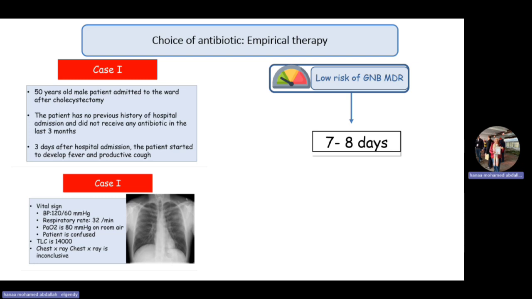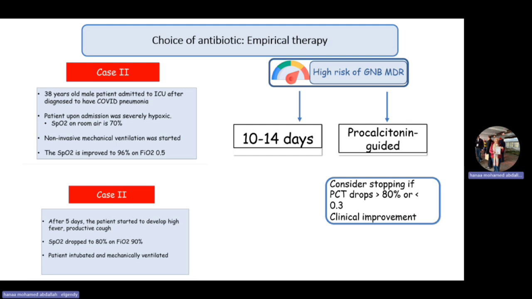The choice of antimicrobial duration for the first case, as we said, he has low risk of MDR, so we go for a duration of 7 to 8 days. While for the other two patients, case 2 and case 3, we will go for 10 to 14 days, guided either by the clinical improvement or procalcitonin. As we said, if procalcitonin is not available, we can use CRP; if CRP is decreasing more than 80% or is less than 2, we can stop the antimicrobial.